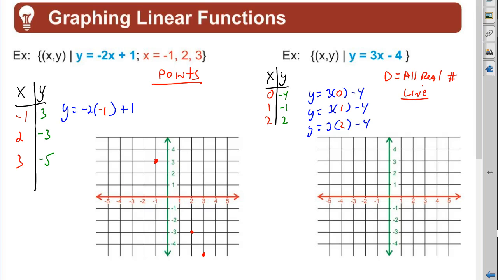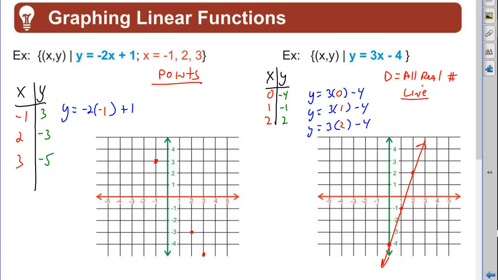So I'm going to plot the points. I always like to do 3 because they should always be in a line. 0, negative 4, right there. 1, negative 1, right there. And 2, 2, right there. And don't forget now, these we connect with a line because remember, it's every point.